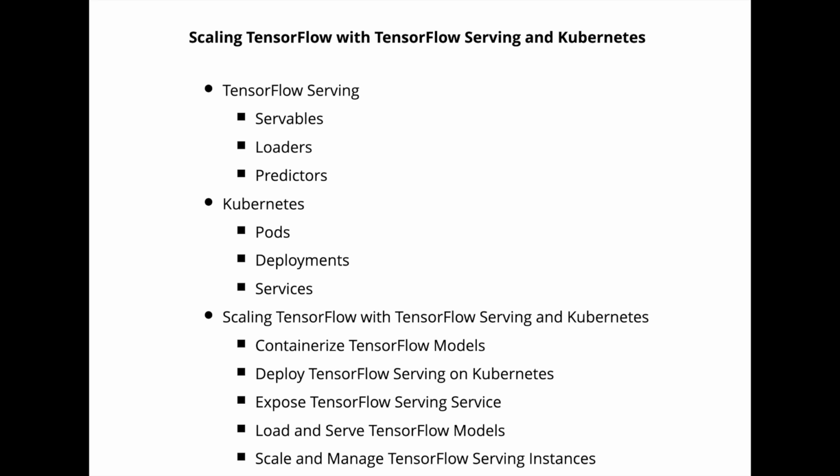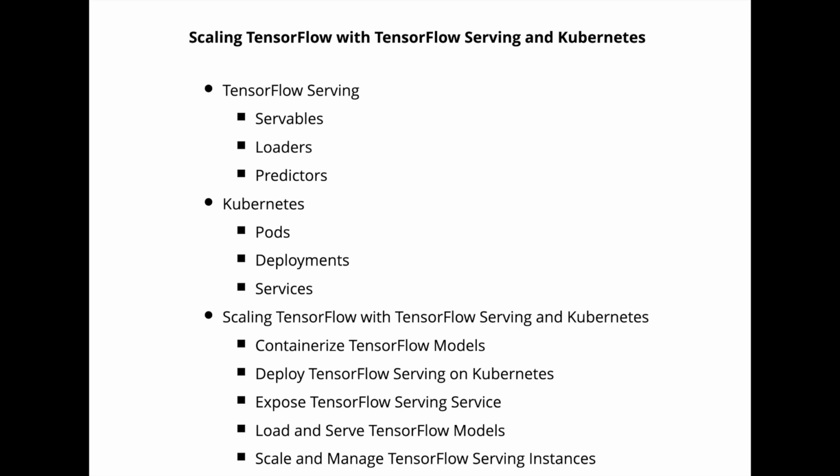Next, load and serve TensorFlow models. Use TensorFlow Serving configuration options to specify the model path and version to serve. Configure TensorFlow Serving to load models from storage, for example Google Cloud Storage or Amazon S3, and serve them over HTTP REST or gRPC endpoints. Next is scale and manage TensorFlow Serving instances.